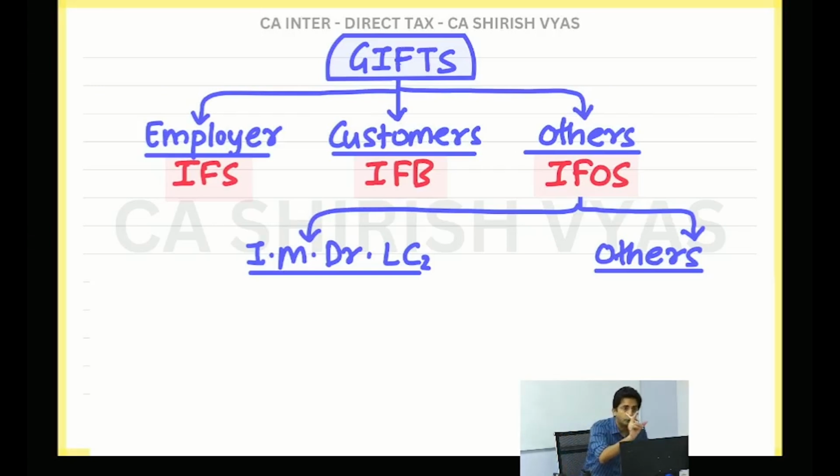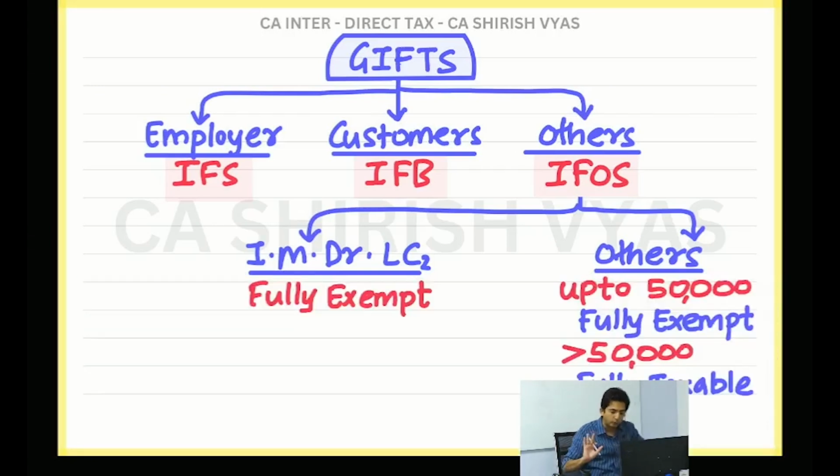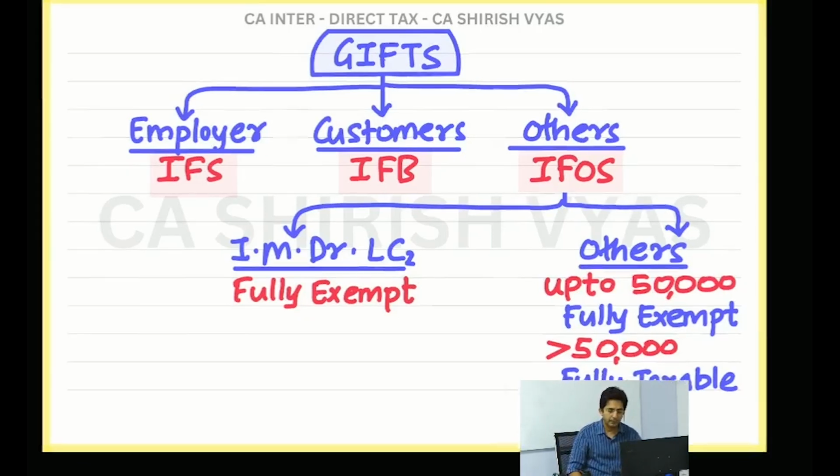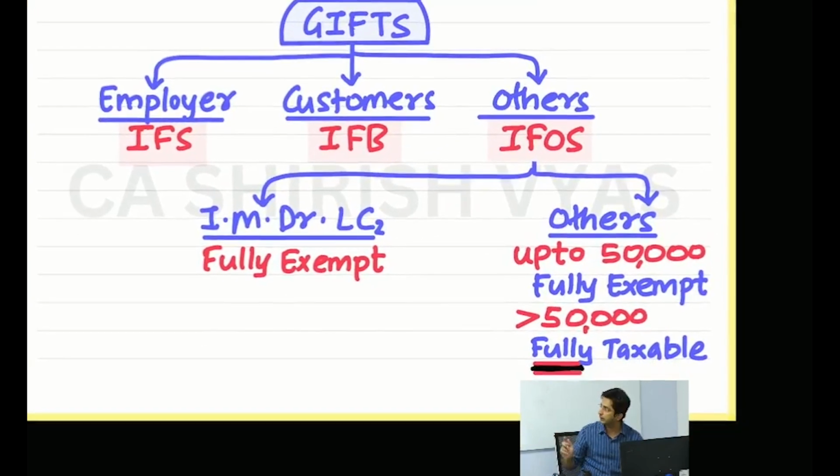What is the logic of 50,000? I will tell you. First, let me inform you about the rule. This is the rule. So first tell me, what did I say? I am Dr. LC, fully exempt. Full form I will tell you. Then any gift other than I am Dr. LC, you have to see the size of the gift. If it is up to 50,000, fully exempt. And above 50,000, see what I have written here.